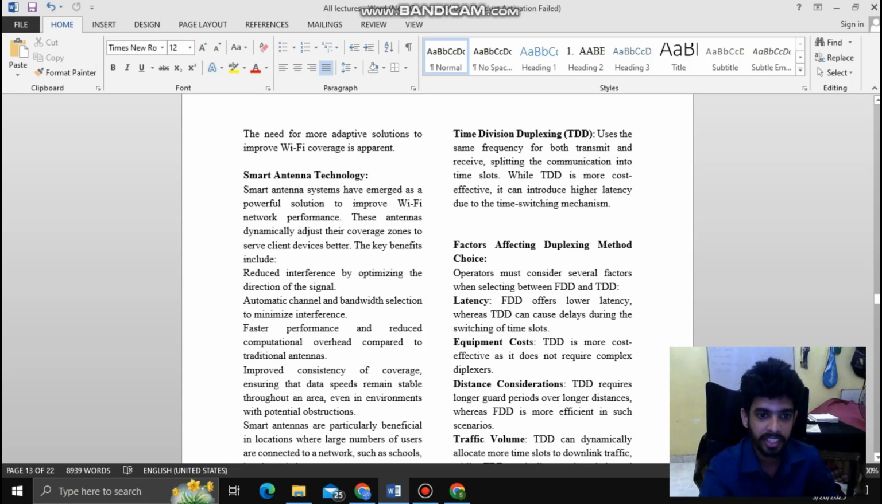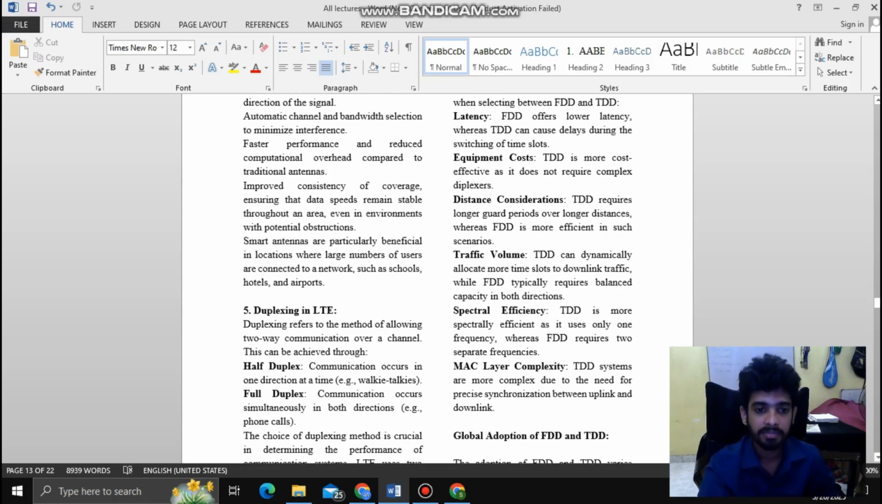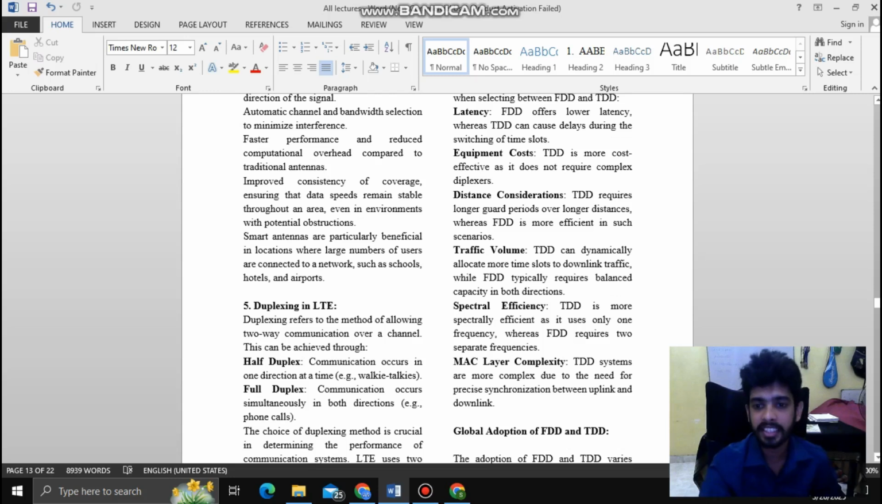This reduces interference, gives faster performance, and improves consistency. These are the advantages. Then the duplexing in LTE, right? Duplexing refers to the method of allowing two-way communication.